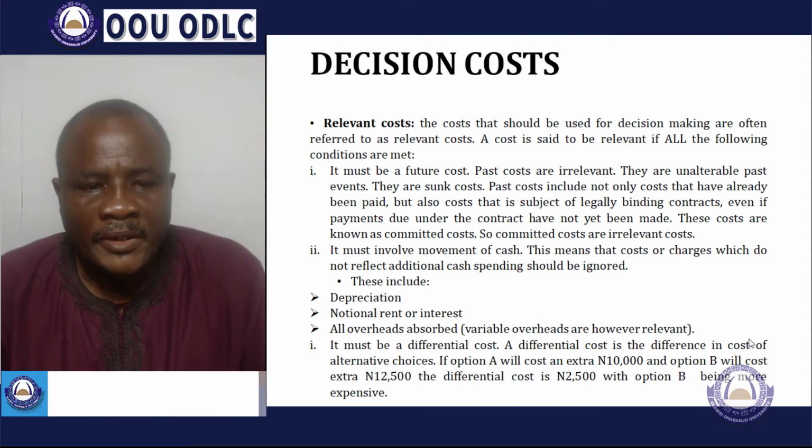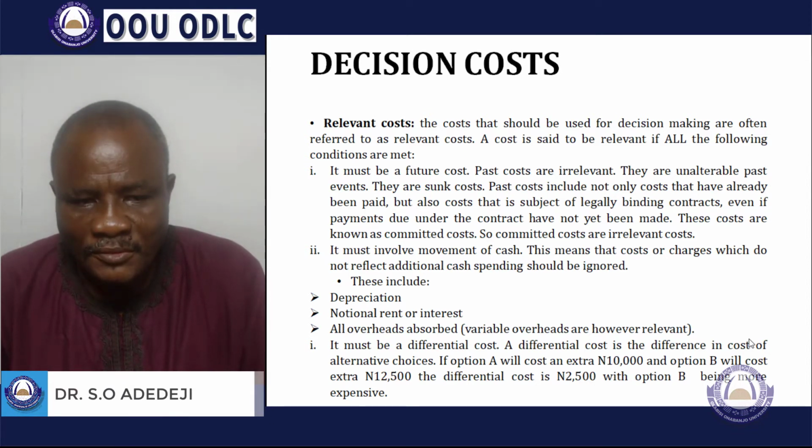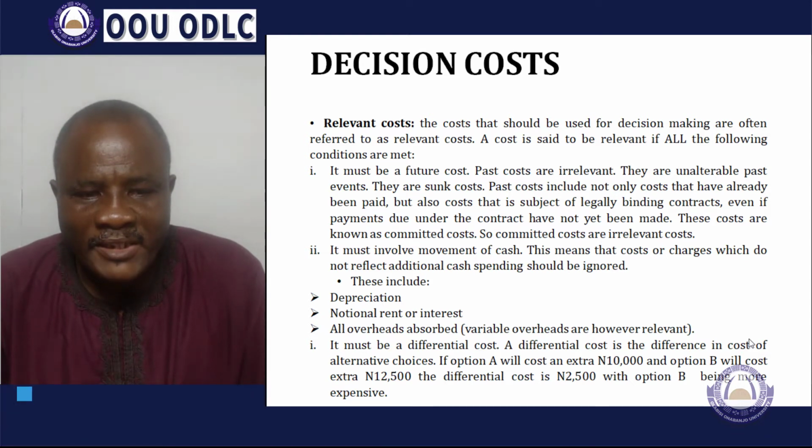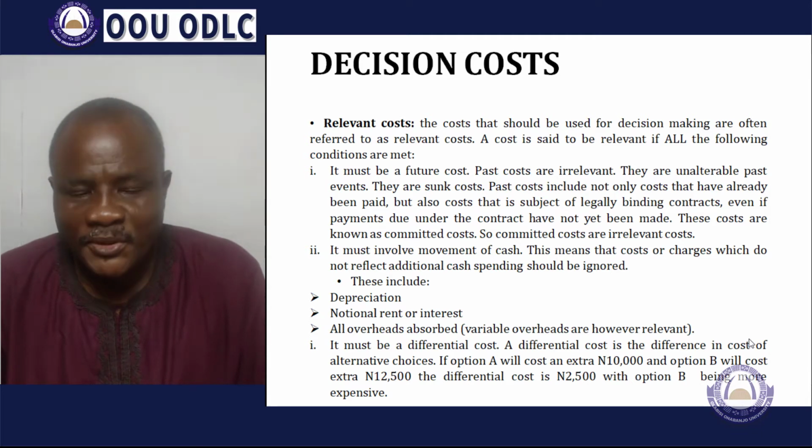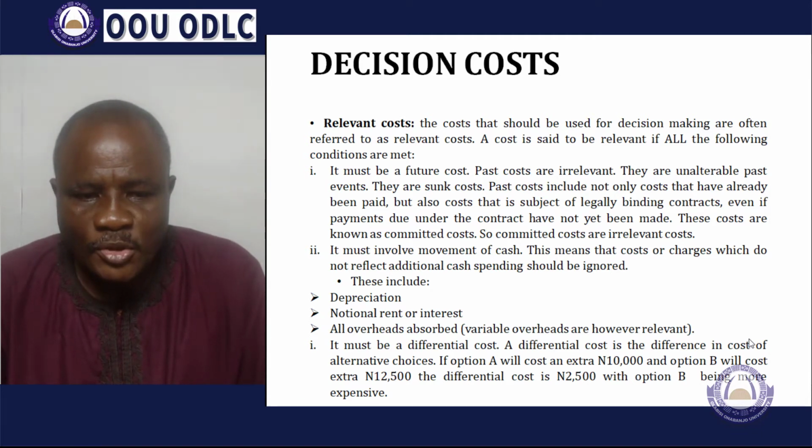Two, a relevant cost must involve movement of cash. That is, costs or charges which do not reflect additional cash spending should be ignored. Costs that do not reflect additional cash spending should be ignored, and they include depreciation, notional rent or interest, all overheads absorbed.